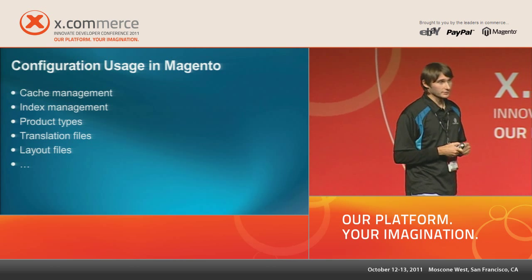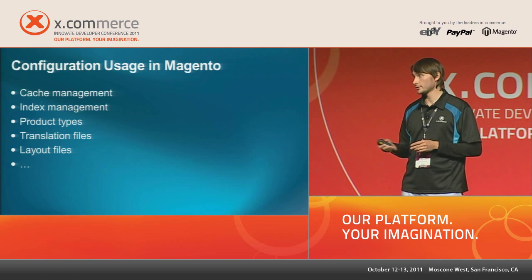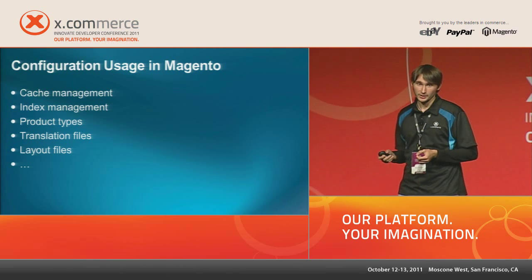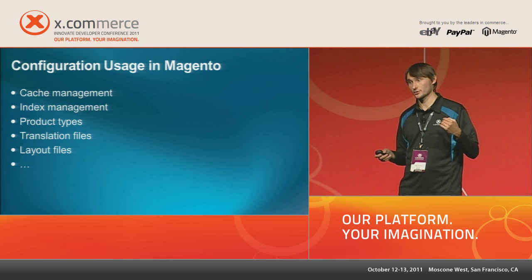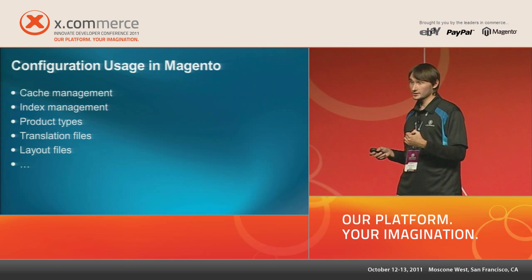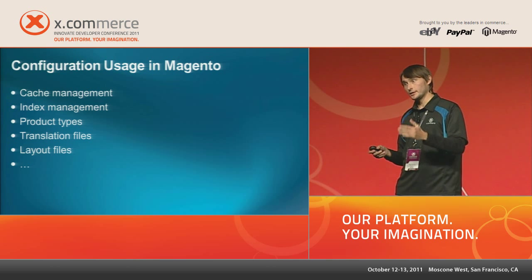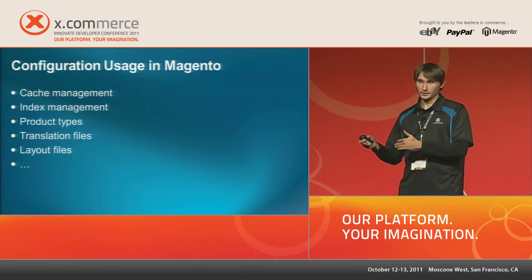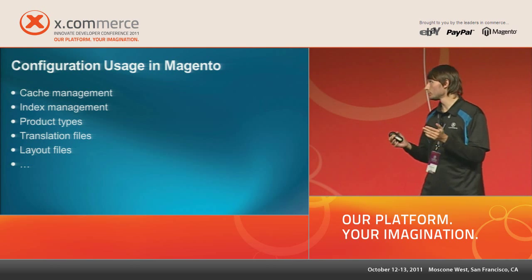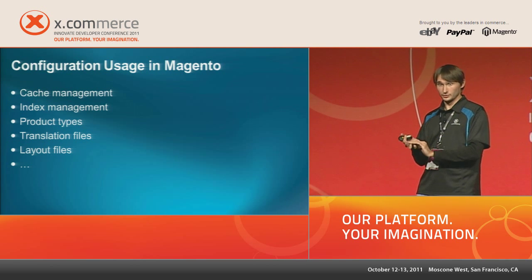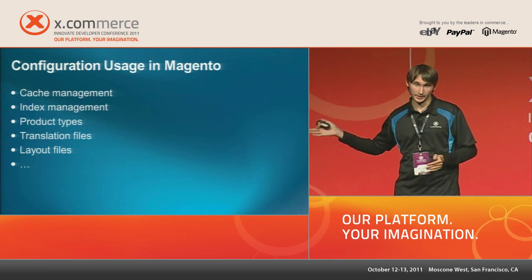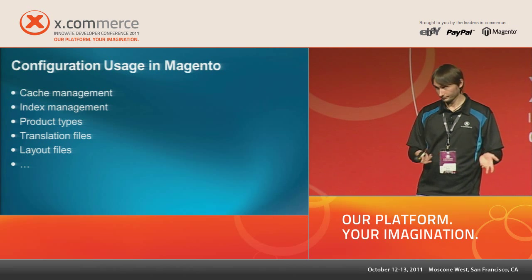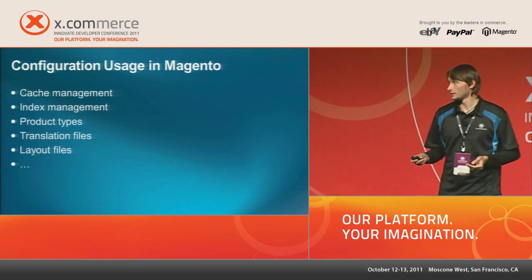Magento configuration files are widely used in Magento. I just found a couple of obvious examples, like cache management. You can see cache management and index management in the admin panel. So new cache types and new index types are all declared in configuration. In such a way, any module can introduce a new cache type and a new index type, the same with the product types. That's why we can introduce a new product type with a new module, and a lot of other usages.